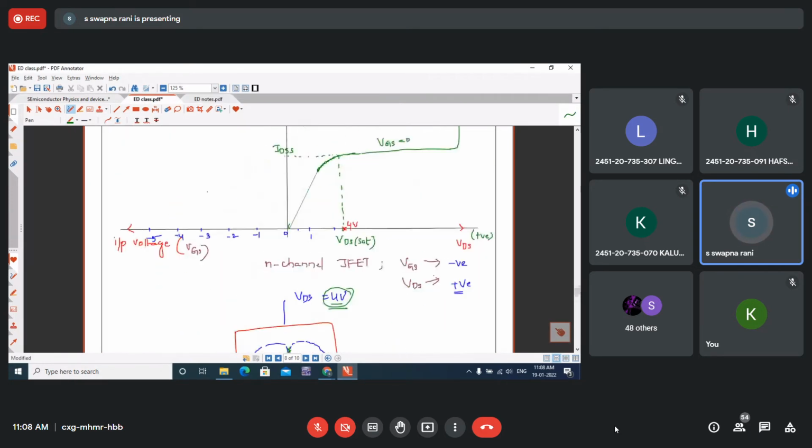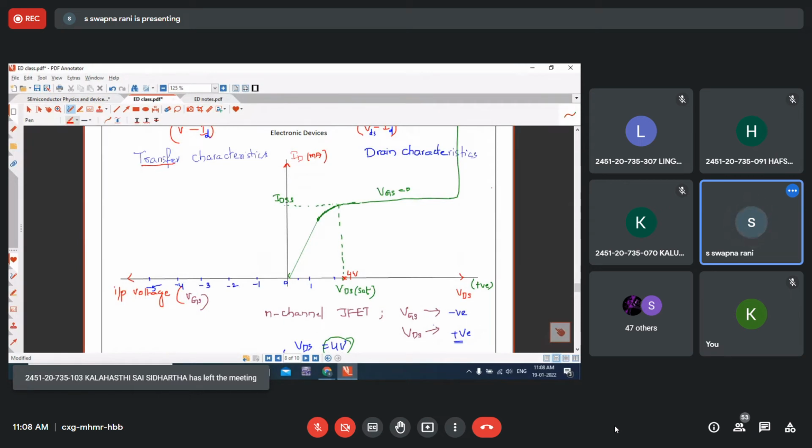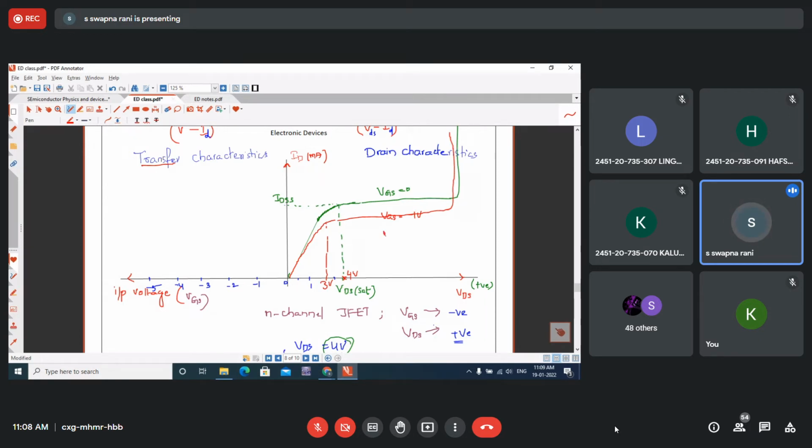So like that, the characteristic curves. Now if we draw the similar characteristic curve for VGS equal to -1, we may observe that pinch off may occur at 3 volts, and breakdown will also occur early. Similarly, if you give VGS -2, pinch off may occur at 2 volts. And for -3, pinch off occurs at 1 volt.